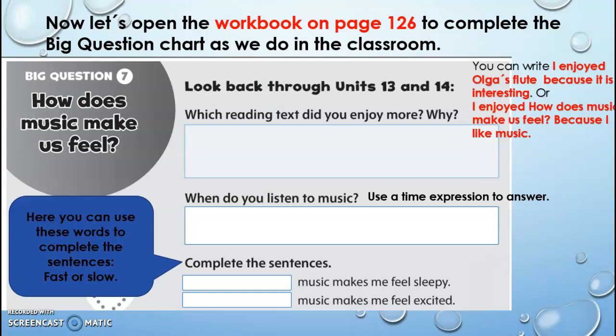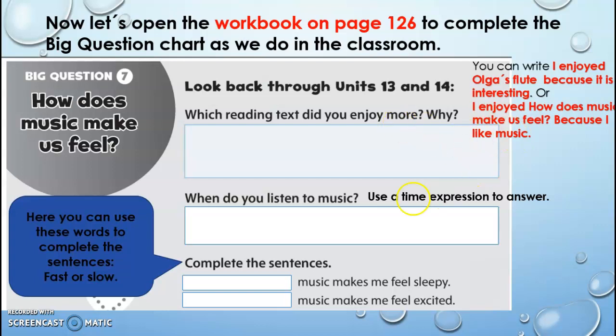Now, when do you listen to music? You can use a time expression to answer. For example, you can say, I listen to music in the mornings, I listen to music in the afternoons, or I listen to music in the evenings. It depends on you. It's not my answer, it's your answer, okay? So write down during what part of the day you like to listen to music, okay?